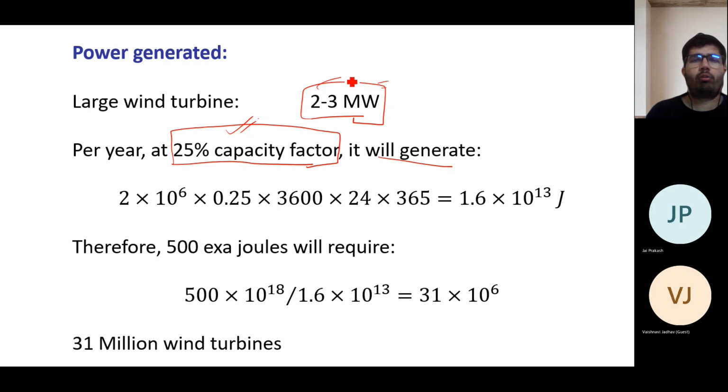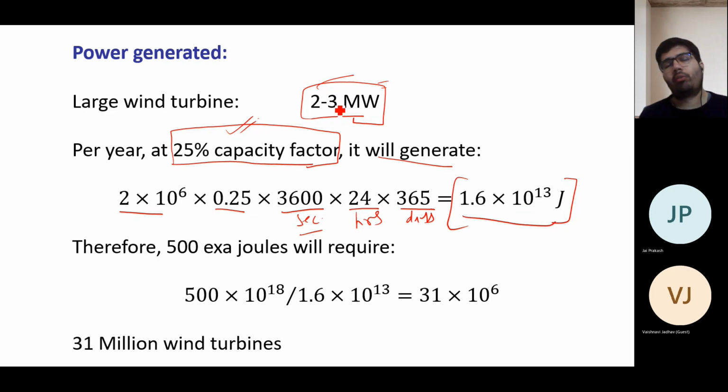Suppose it has 2 megawatt capacity, so 2 into 10 to the power 6 watt, and the 25% capacity factor is 0.25. In 1 year there are 365 days, one day has 24 hours, and 1 hour has 3600 seconds. These are the days, these are the hours, these are the seconds. The total energy we get is 1.6 into 10 to the power 13 joule.